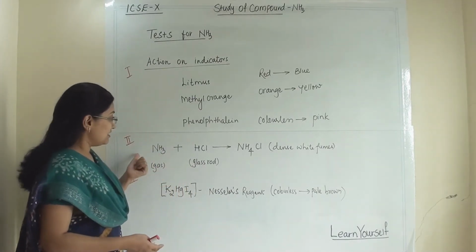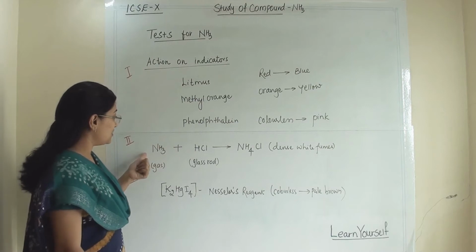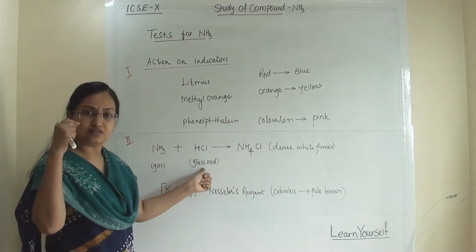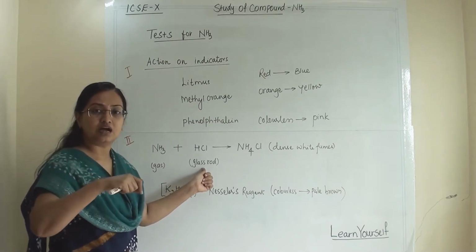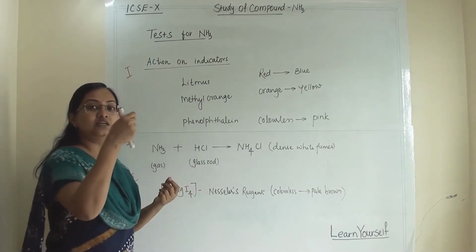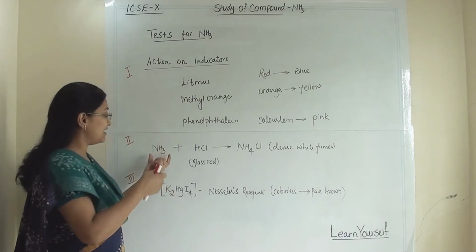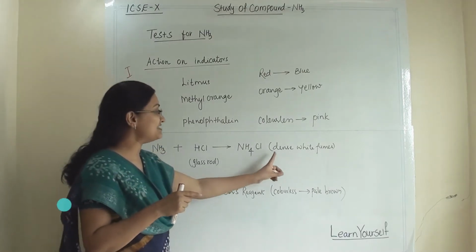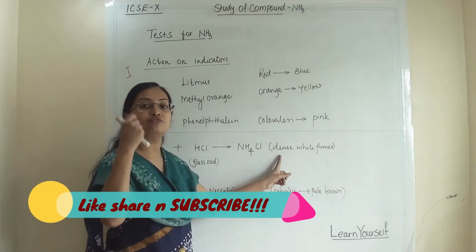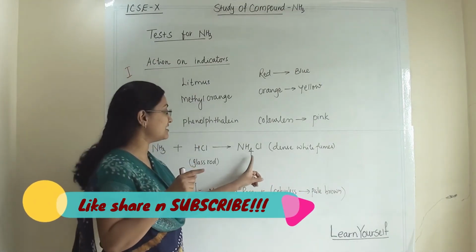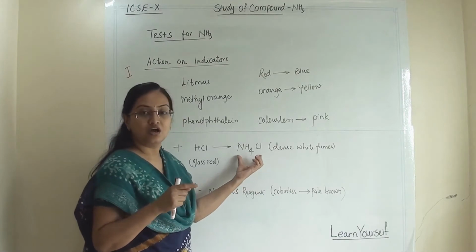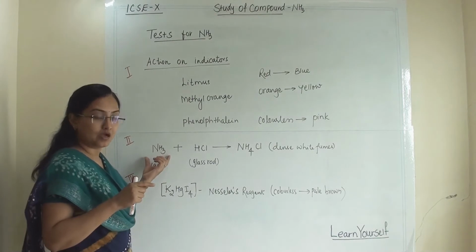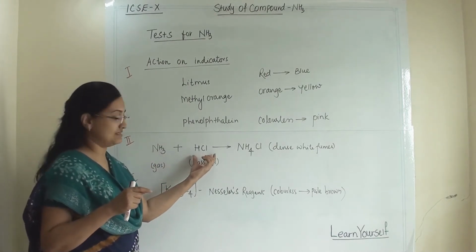Now the second is a reaction in which, if you have ammonia gas, you dip your glass rod in hydrochloric acid and place it at the mouth of the gas jar. Now you can see dense white fumes coming out from the gas jar. These dense white fumes are of ammonium chloride, which is formed from ammonia and hydrochloric acid.